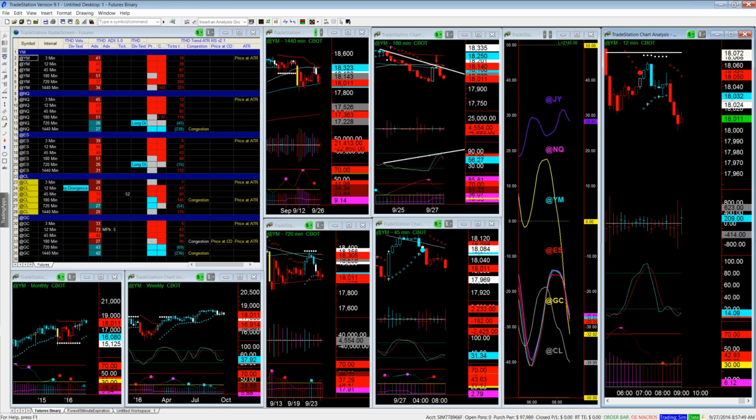What do I mean by in the middle of nowhere? You're not at an area that's going to resist price. You're not at an area that is going to act as support. You're literally in the middle of nowhere. Okay? Those are the trades that I really do not like to take.